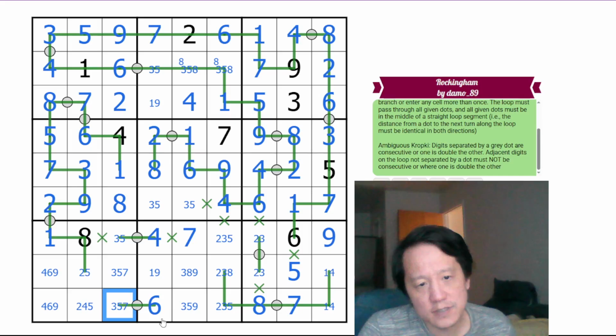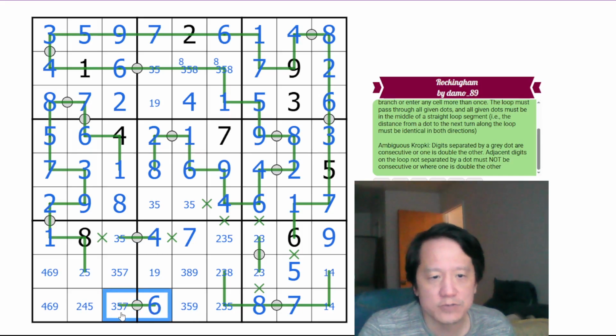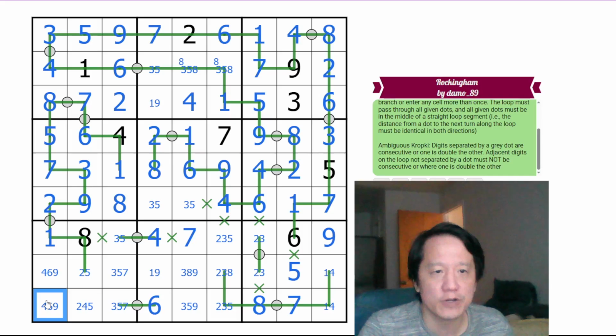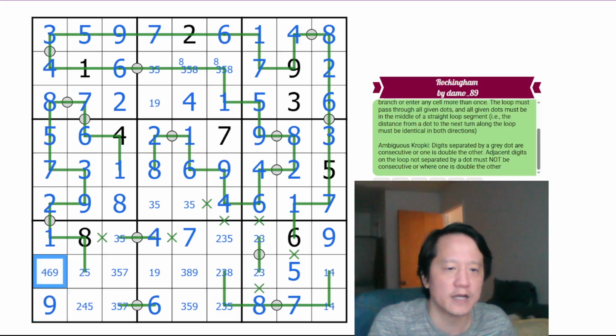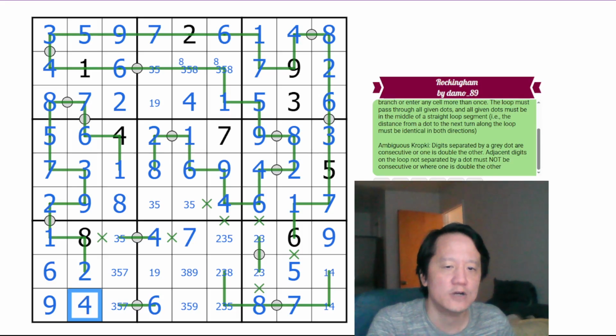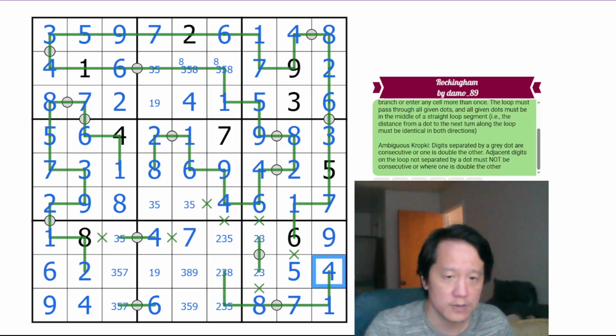6 is consecutive with 5 or 7 in a 1 to 2 ratio with 3. 6 eliminates, this can't be 4 here. No 6 here, so this is 9. That means this can't be 4 or 9, it's 6. No 5 here because of 5 in the column, so that's 2. This can't be 2 or 5, it's 4. 4 eliminates 4 here, so that's 1 and 4 there.